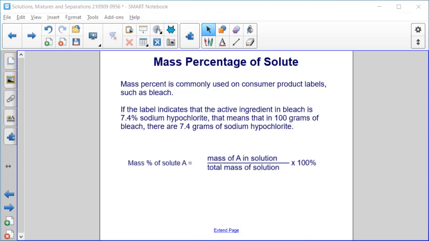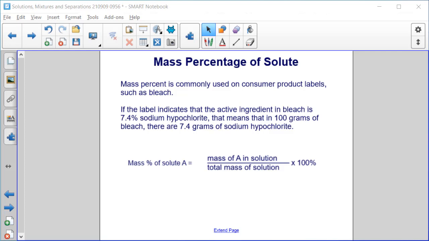Percent by mass, or mass percentage of a solute, is another way to measure concentration. It is commonly used on consumer product labels such as bleach. If the label indicates that the active ingredient in bleach is 7.4% sodium hypochlorite, that means that in 100 grams of bleach, there are 7.4 grams of sodium hypochlorite. Remember that a percent is a part per whole.